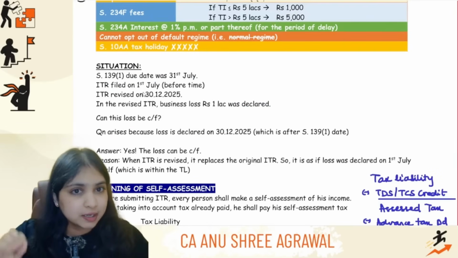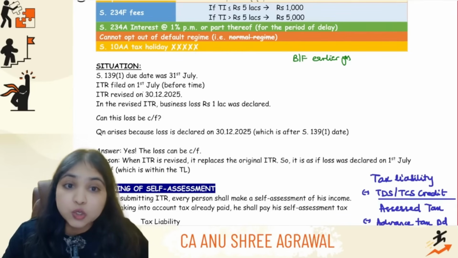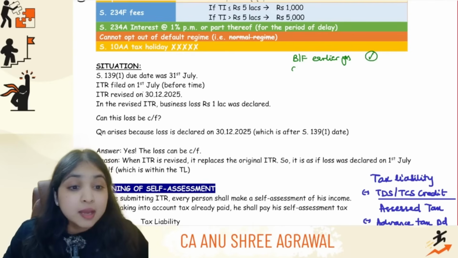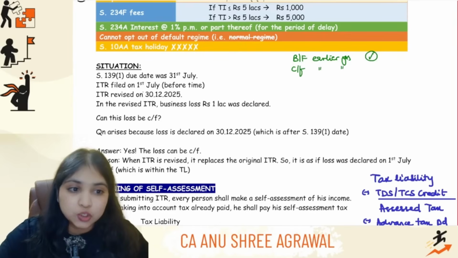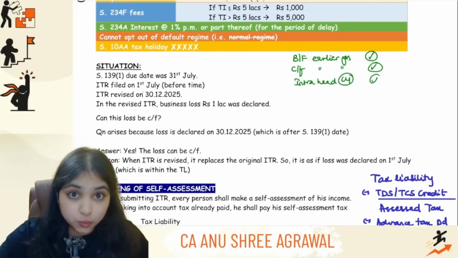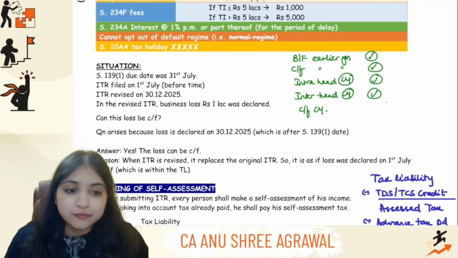Now here you have to be a little careful. Okay, tell me. Assessee has filed ITR late. Can you bring forward earlier years' losses to the current year and adjust? Yes. Can you carry forward these earlier year losses to the next year? Yes, you can. Can you do an intra-head adjustment of the current year losses? Yes, you can. Can you do an inter-head adjustment of current year losses? Yes, you can. So what you can't do then, you only can't carry forward current year losses to the next year. That only you cannot do.